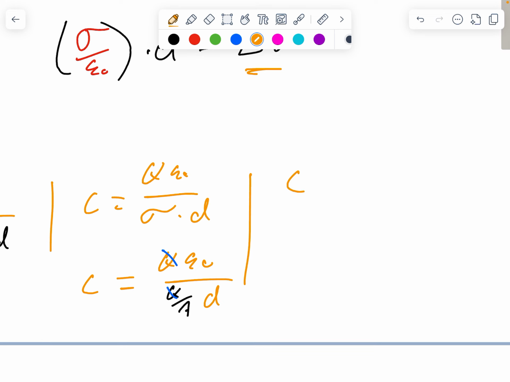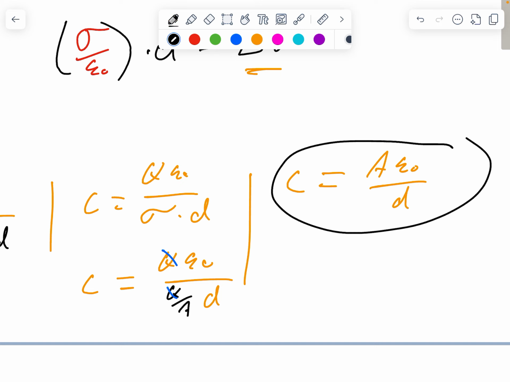The capacitance of a parallel plate capacitor is equal to the area of one of the plates times epsilon over the distance of separation between the plates. All right, that is your basic parallel plate capacitor equation.